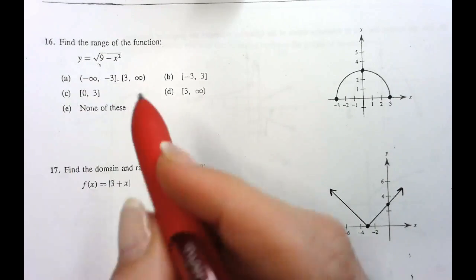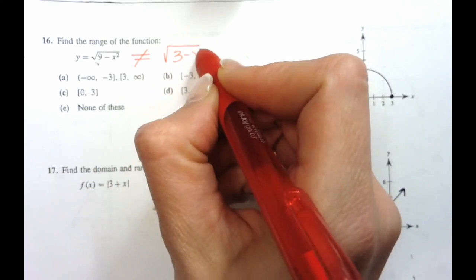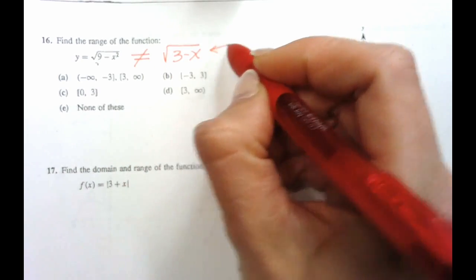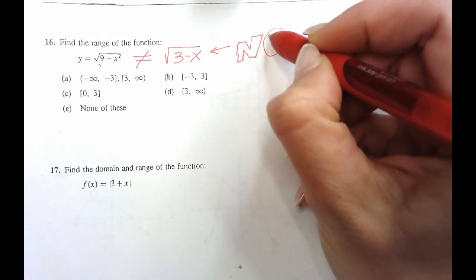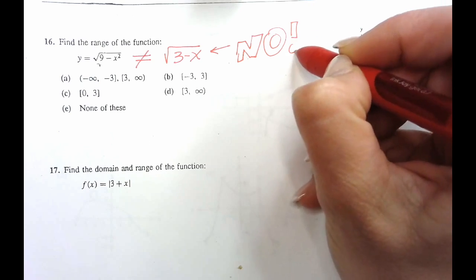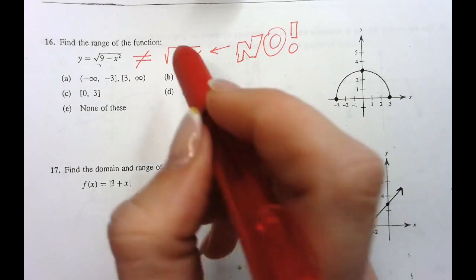I'm telling you right now, I promise this is not equal to the square root of 3 minus x. Do not do that, okay? Absolutely not. No. That is very bad, okay? That is not good. Please never, ever do that. That is bad.